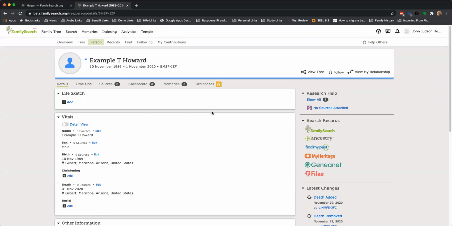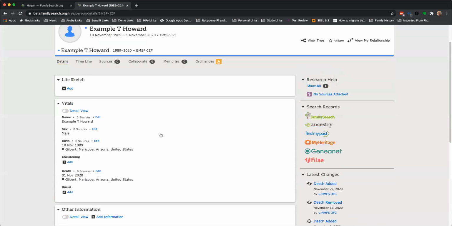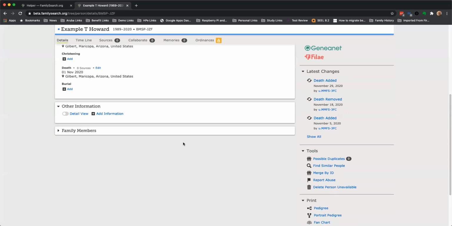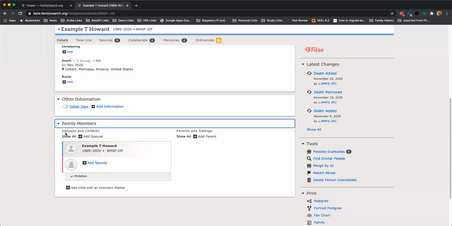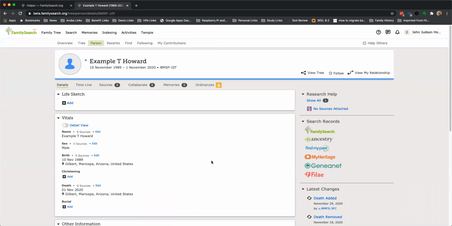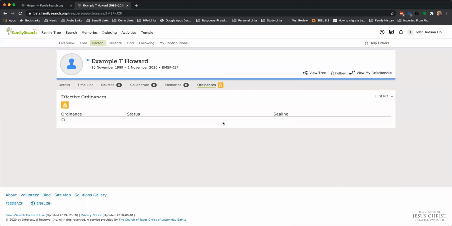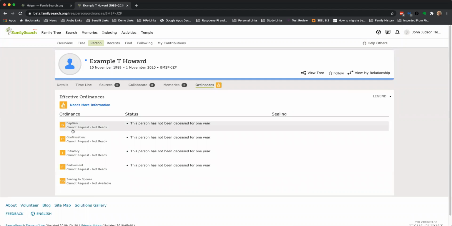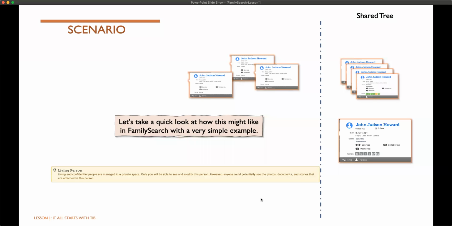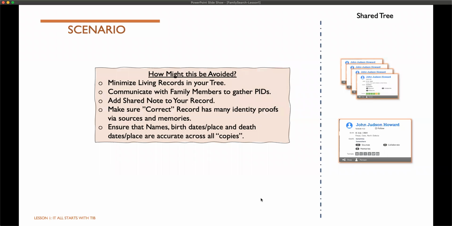But you look at that, and if I look at this guy right down here, I've got all kinds of detail. I've got information about him. Here's his ordinances. Right? Now, if somebody were to take this PID to the temple, and somebody took that other PID to the temple, guess what? We would get duplicates. Okay, so let me go back to here.